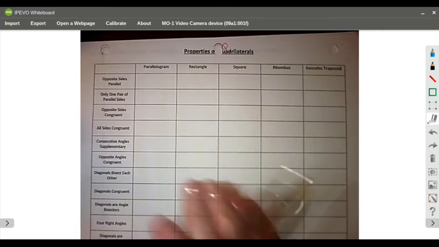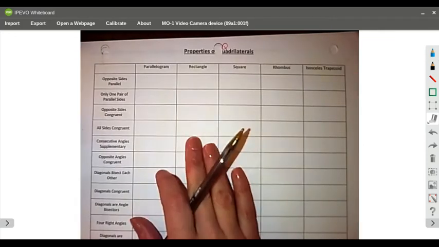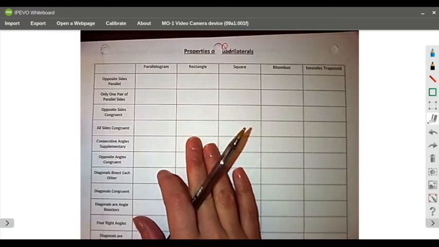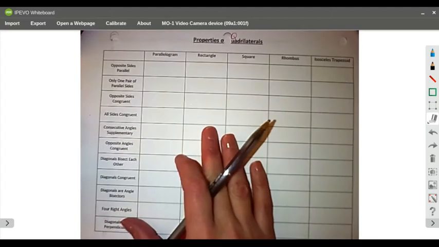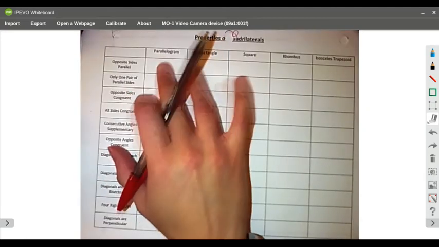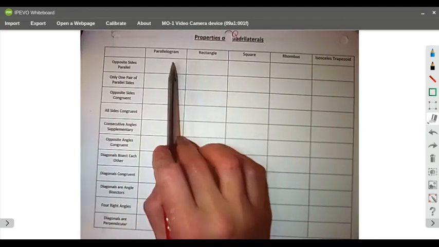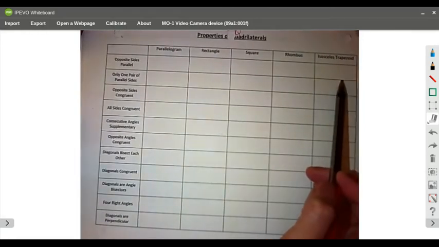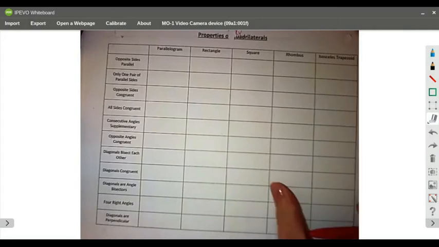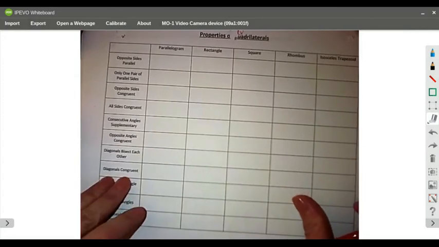So we're going to start off, we'll come back to this. This chart is used to help you keep track of all of the properties because there's a lot of them. So as we go through each section, we're going to do these two together, parallelograms and rectangles. Then we do squares and rhombi together. And then we do trapezoids and isosceles trapezoids. So we'll come back to this at another time.